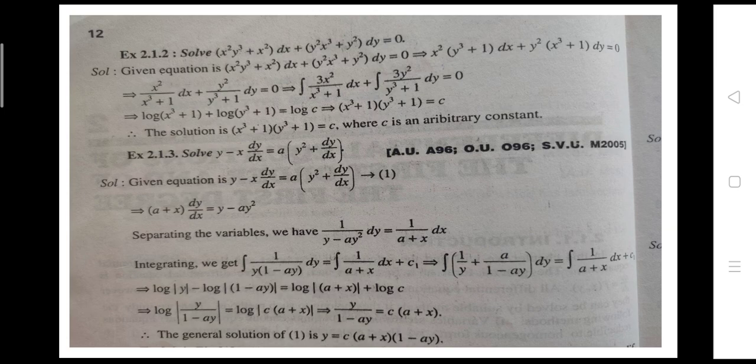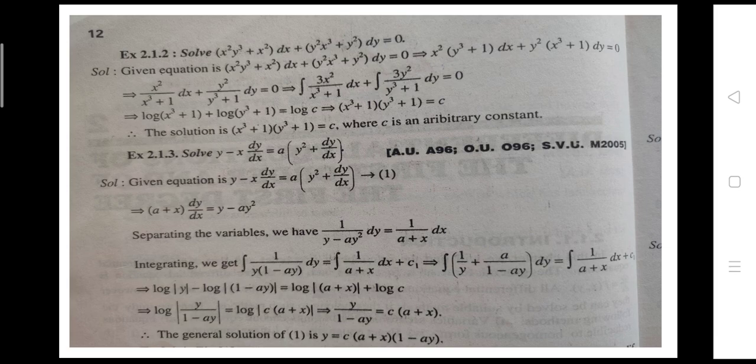Now the first term can be divided by x cube plus 1 and the second term can be divided by y cube plus 1. That is written as x square by x cube plus 1 dx plus y square by y cube plus 1 dy is equal to 0. Now it is in the form of the variable separable method, because x terms are on one side and y terms are on the other side. Here this is written as integral of 3x square by x cube plus 1 dx plus integral of 3y square by y cube plus 1 dy is equal to 0.